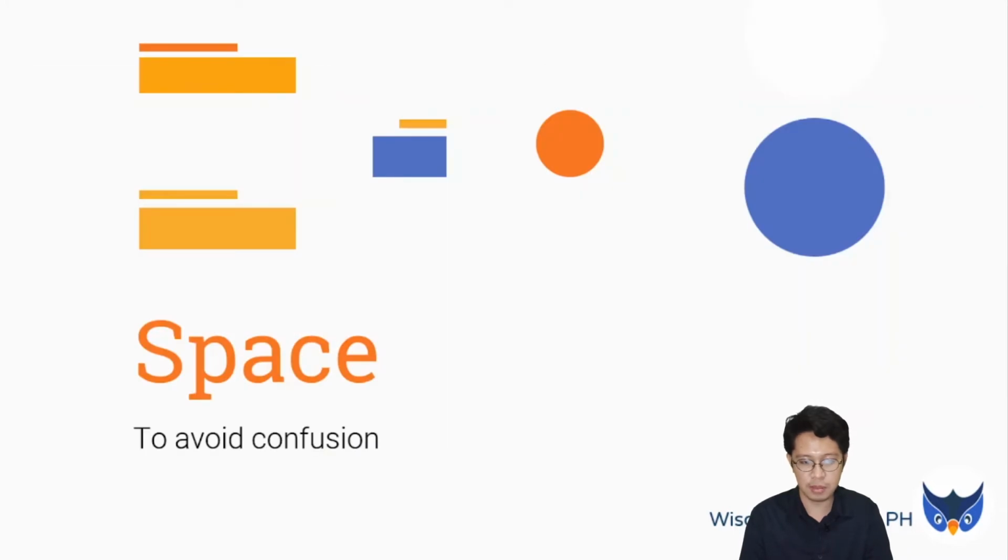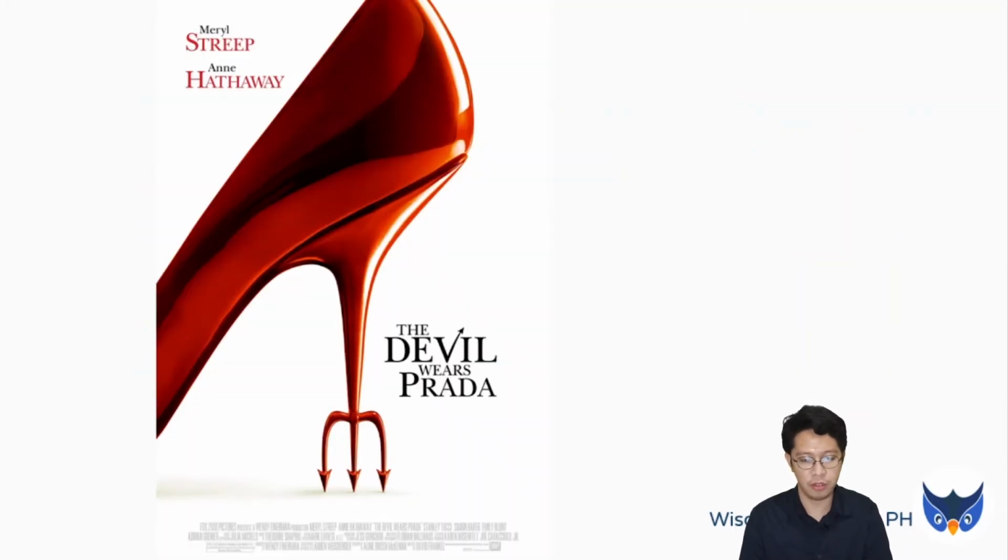consistency. Next is space. Space is used to avoid confusion. As we can see here from this example, the lack of a background, it's just plain white, draws your attention closer to the title and sa main visual, yung high heels. And space can also be used in a very creative way. Maraming pwedeng gawin sa space.